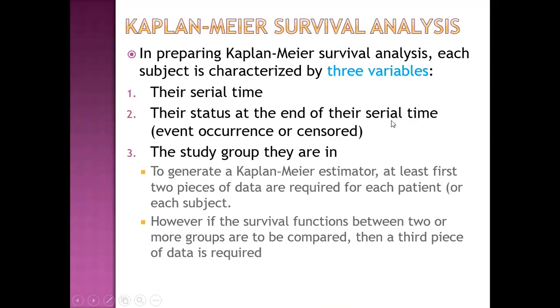Their status at the end of their serial time, whether an event occurred, for example, death, or it is censored data. And the third is the study group in which they are in. So these are the three variables. To generate a Kaplan Meier estimator, at least the first two pieces of data are required for each patient, for each subject. So first two, these two. However, if survival functions between two or more groups are to be compared, then a third piece of data is required, the third one.